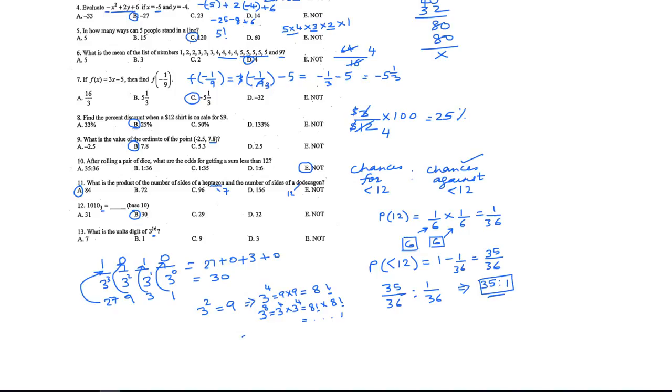Now, what would be the units digit of 3 to the power 16? 3 to the power 16 is nothing but 3 to the power 8 multiplied by 3 to the power 8. So in other words, we are multiplying a number that has the units digit as 1 times another number which has a units digit of 1. So 1 times 1 is going to give us some number with a units digit of 1. So we will select B as the answer for this question.